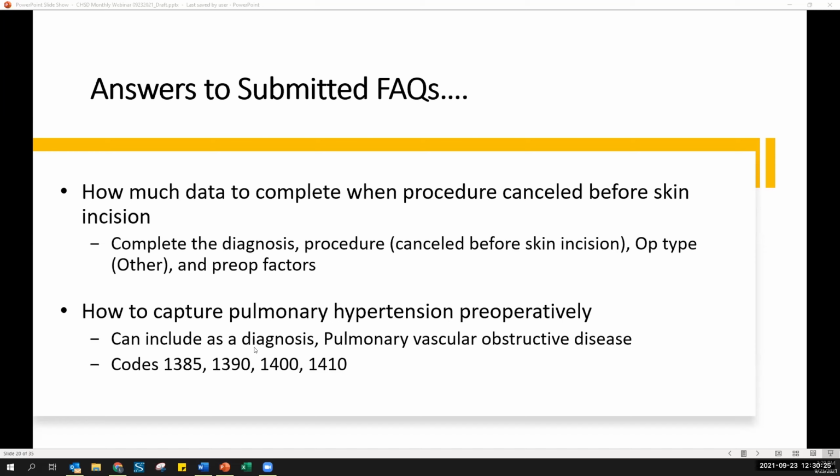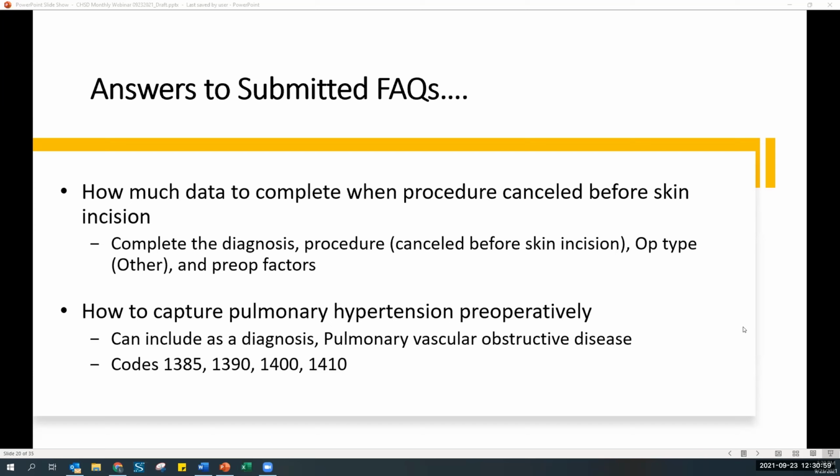So there are some pieces that you do need to have filled out. Of course you need the patient's diagnosis and the procedure, which the primary procedure here is going to be that it was canceled before skin incision. You need an operation type, which is going to be other. And then we'd also like you to fill out your preoperative factors. This way, if anybody ever wanted to go back and look at the state of the patient when they entered the OR, we have a little bit more information as to why a procedure was canceled. And so that would be the minimum you need to fill out for these cases.